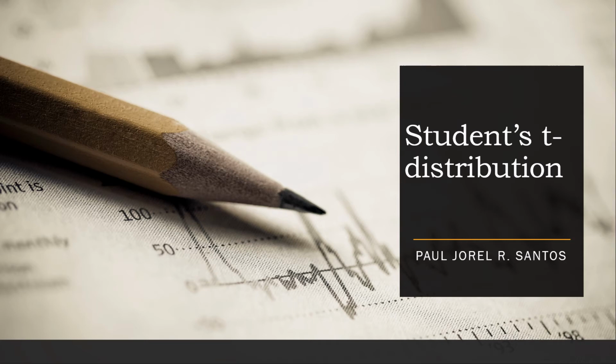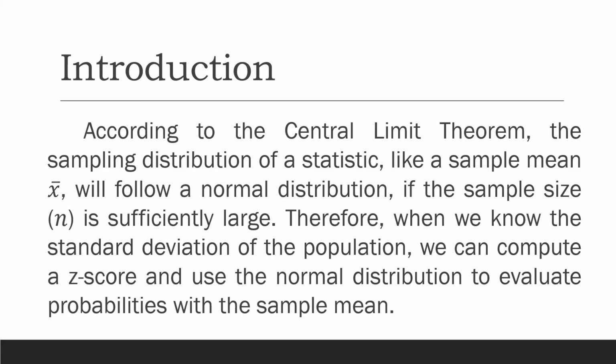Hello everyone, in this video, I'm going to discuss Student's t-distribution. According to the central limit theorem, the sampling distribution of a statistic, like a sample mean, will follow a normal distribution if the sample size n is sufficiently large, meaning it is greater than or equal to 30. Therefore, when we know the standard deviation of the population, we can compute a z-score and use the normal distribution to evaluate the probabilities with the sample mean.